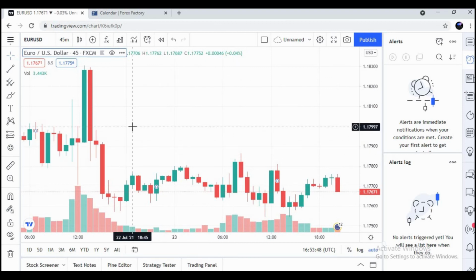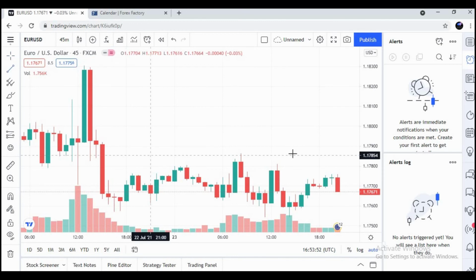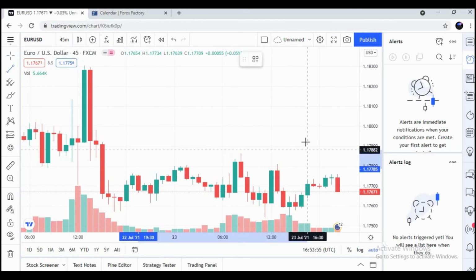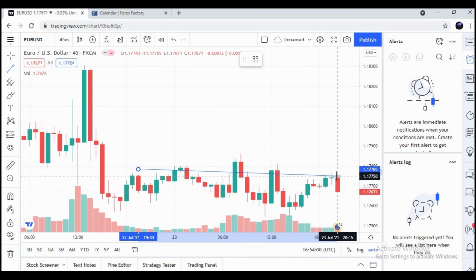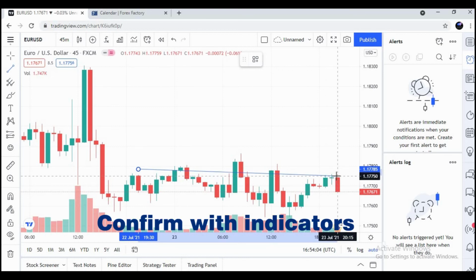Watching charts all the time isn't really advisable for any trader because you might panic due to the things you see on the charts. So, once you have eliminated all of this, the last thing you should do is to confirm everything with your indicator.